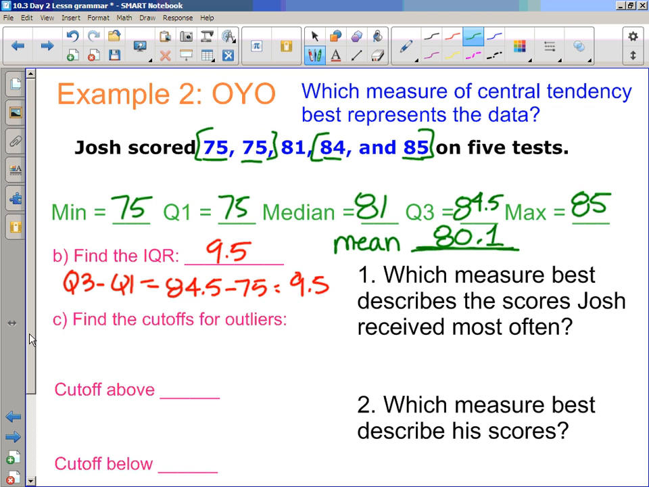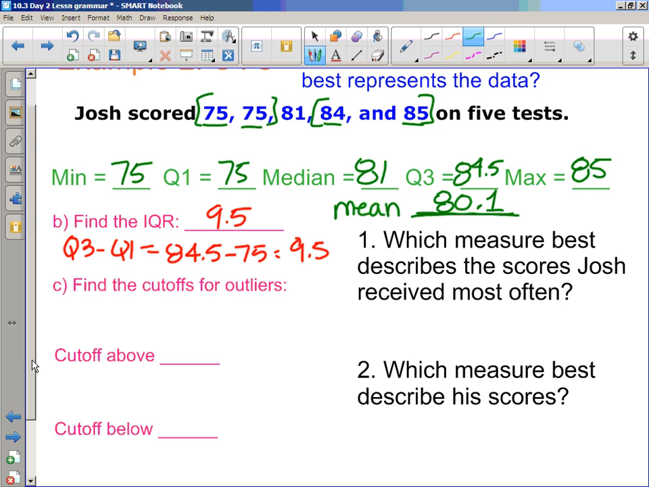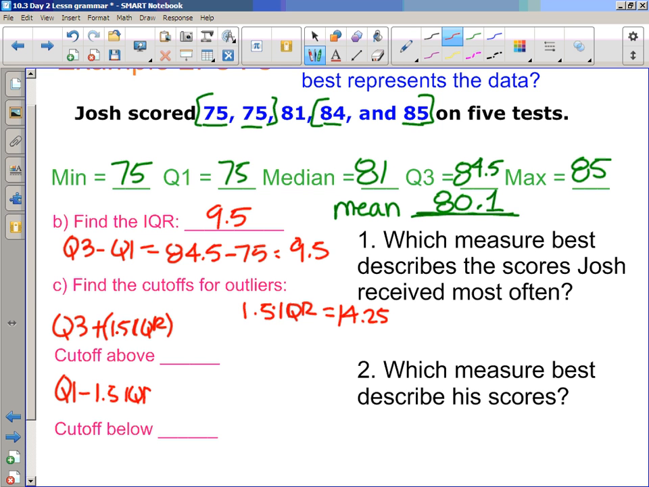Okay, so it says, now I calculated the IQR already for you. Remember, it's Q3 subtract Q1. And remember, I always like to do 1.5 times the IQR right away because I know I'm going to need it for my cutoff. So I do 1.5 times 9.5 and I get 14.25. So again, this is Q3 plus 1.5 times the IQR. And this is Q1 subtract 1.5 times the IQR.